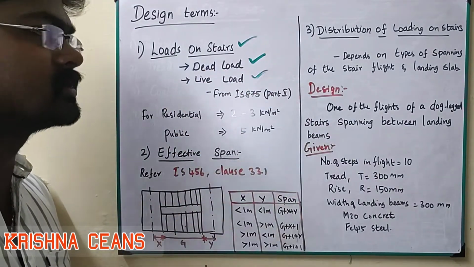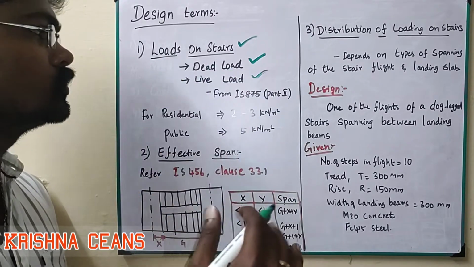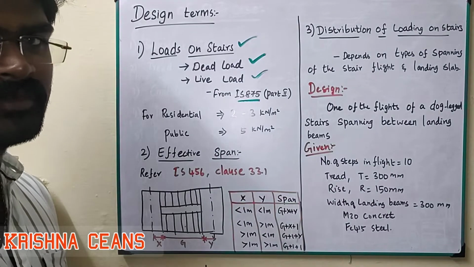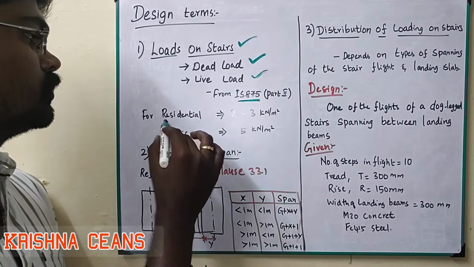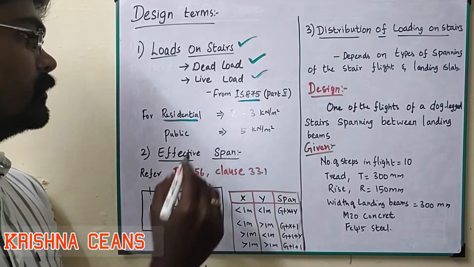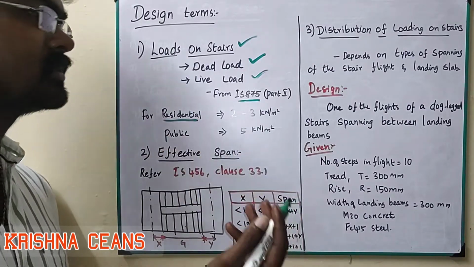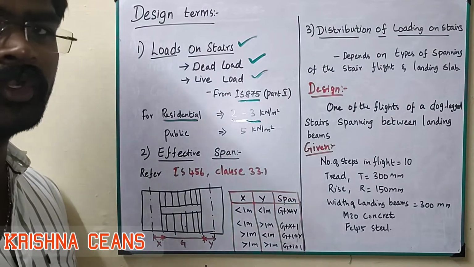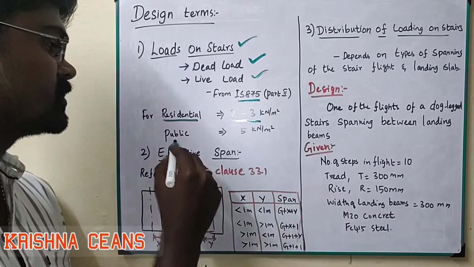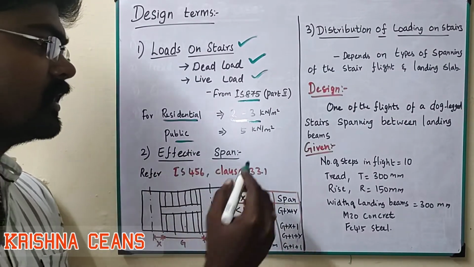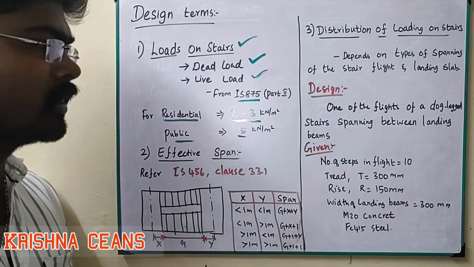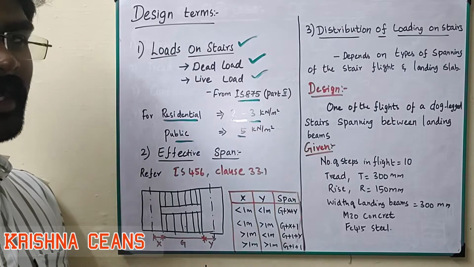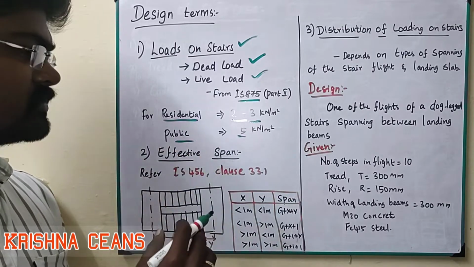We are using the staircases, we are moving up and down, so we are the live loads, which is referred from IS 875 Part 2. In that, they mention residential building: for residential building design we have to choose 2 to 3 kilonewton per meter square. Whereas in case of a public building we have to choose 5 kilonewton per meter square. This is the condition where we calculate the load from IS 875.